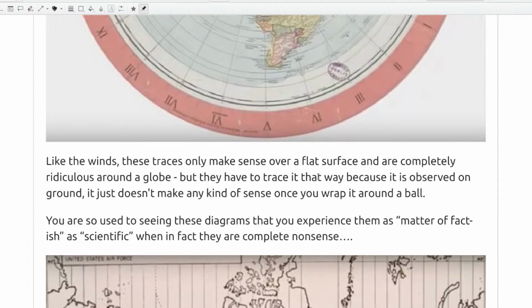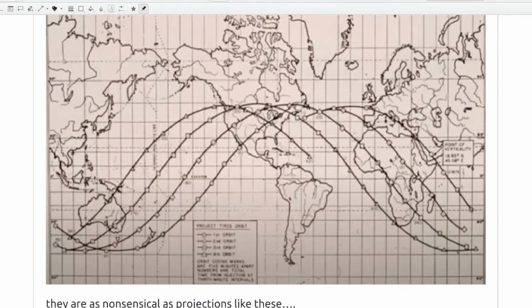But they have to trace it that way because it is observed on the ground. It just doesn't make any kind of sense once you wrap it around a ball. You are so used to seeing these diagrams that you experience them as a matter of fact, as scientific, when in fact they are complete nonsense. They are nonsensical as projections like these.